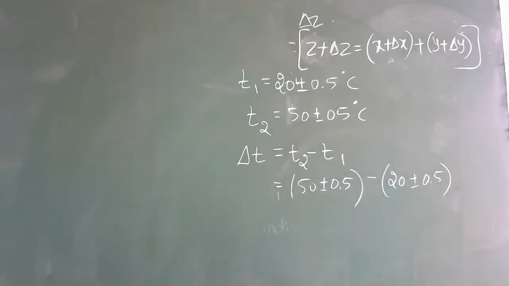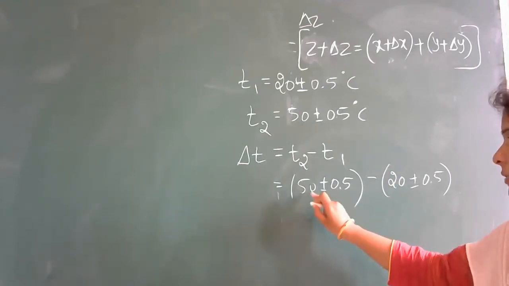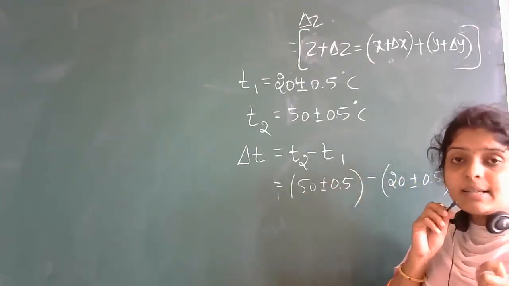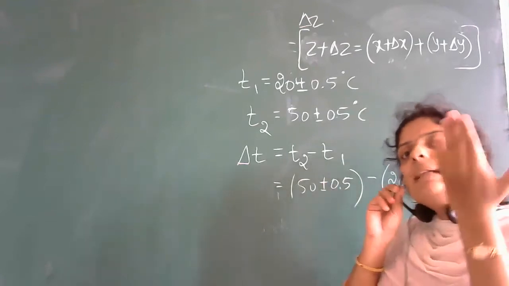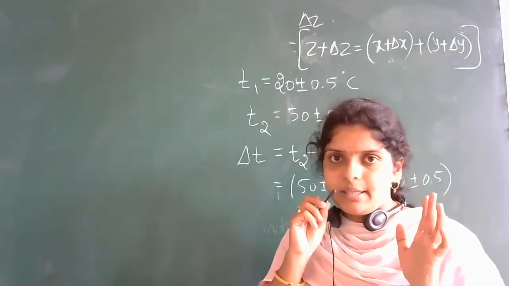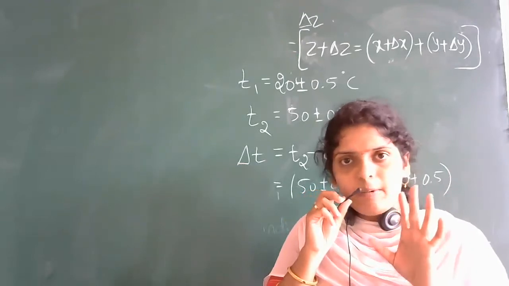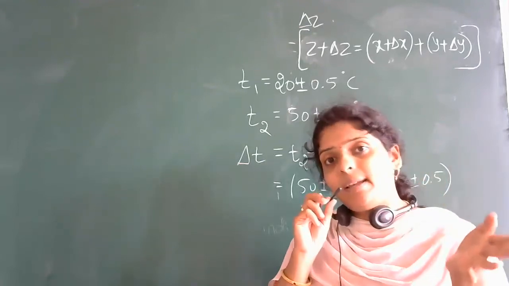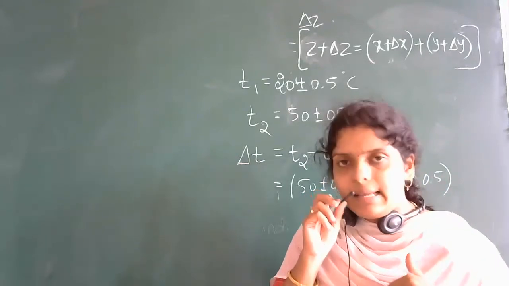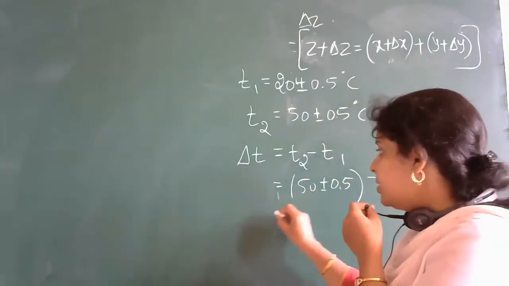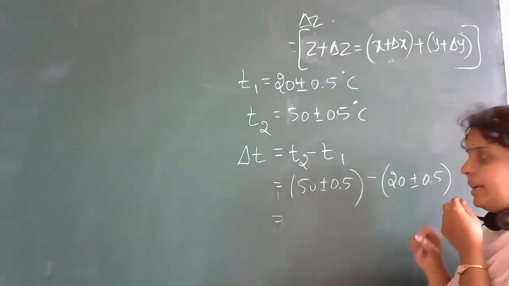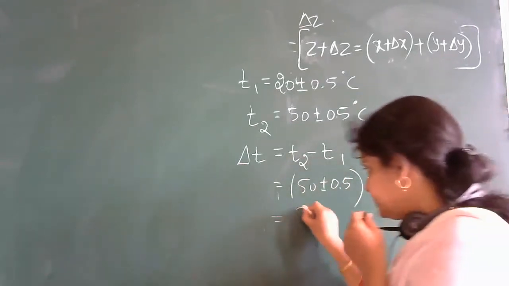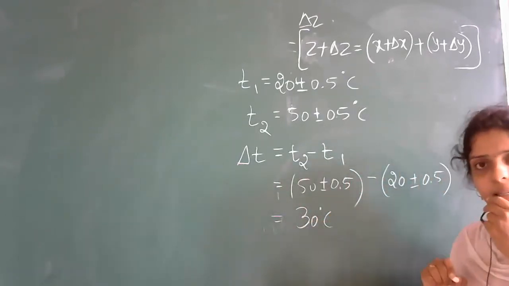Now whatever this plus or minus 0.5 is, that is your error. It may be slightly more or slightly less; you cannot predict it. So 50 and 20 are the exact figures, and the plus or minus tells you it may be more or may be less. How do you simplify this? You write 50 minus 20, which is 30 degrees Celsius.